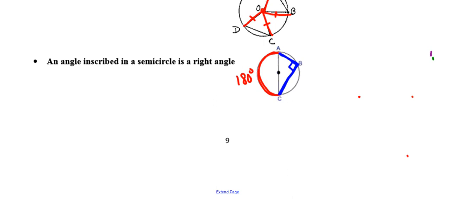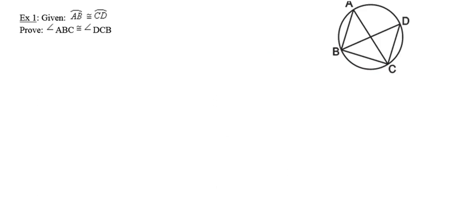All right, so let's go write some proofs together that involve the use of these theorems. In number one, we're given that arc AB is congruent to arc CD. I almost like to mark these with colors or highlighters more than I like to mark them with slashes.